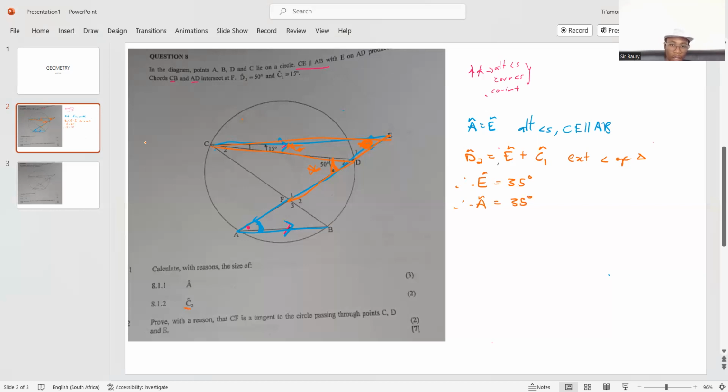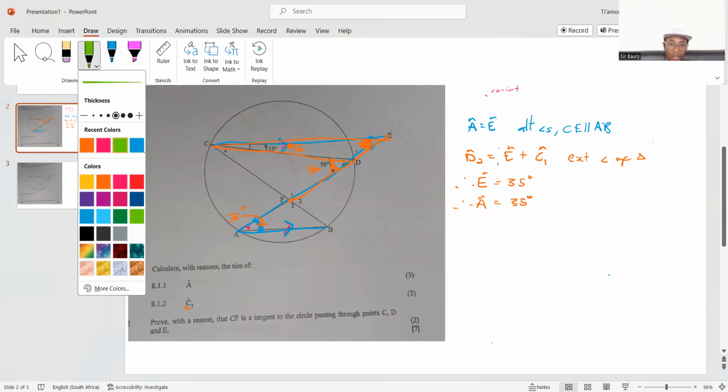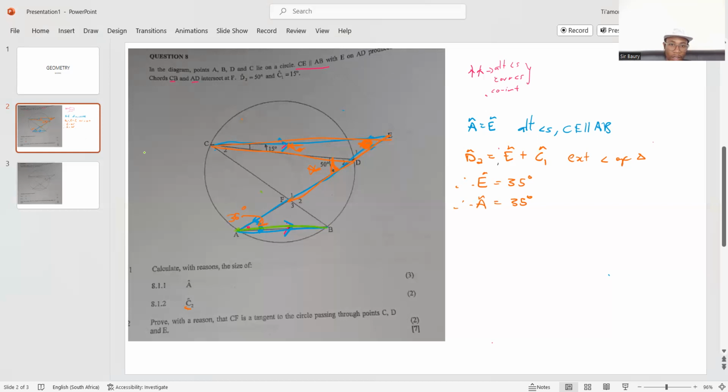Okay. Looking at C2, angle C2. We know that A is equal to 35 degrees. So now we have another condition too. Let us look at this thing here. These are the conditions you need to look for. Look at this here. You have a bow tie. Every time you have something like this, let me show you.